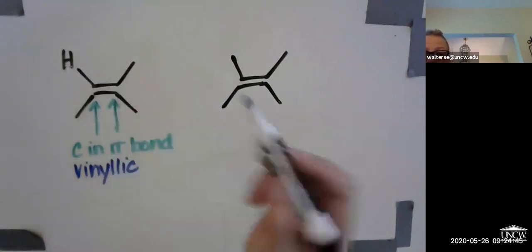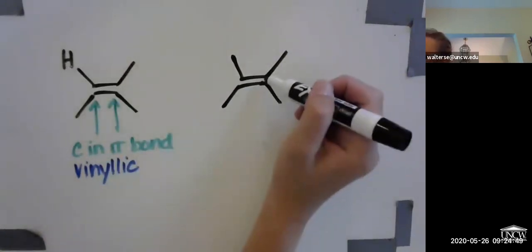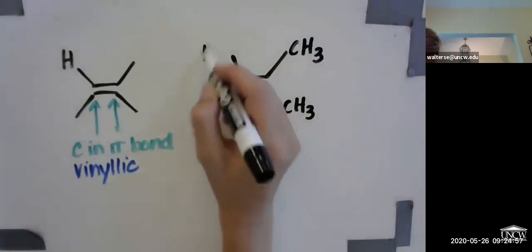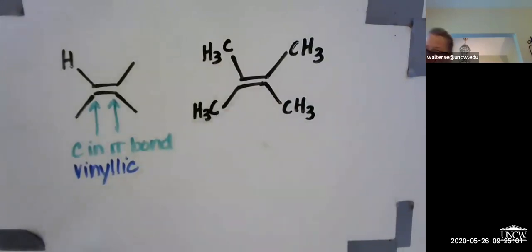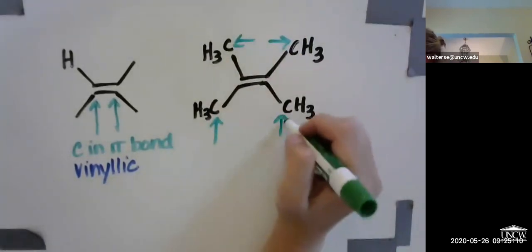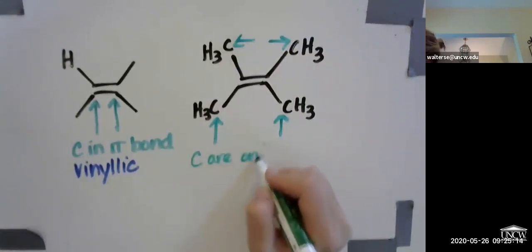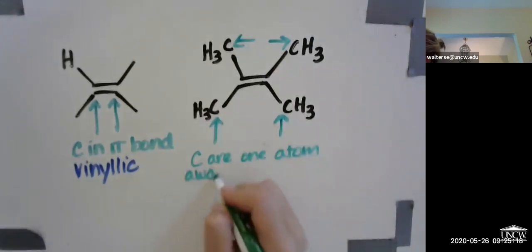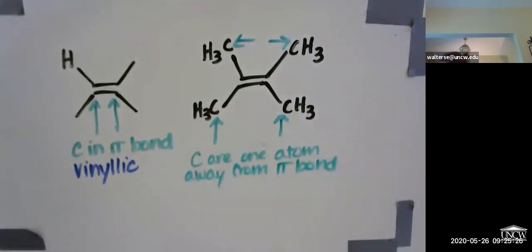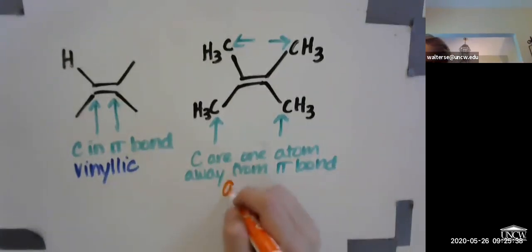Over here, you can see I have a carbon bonded to a hydrogen, and I'm drawing this one so it's explicit. Over here, you have carbons bonded to carbons, so on the outside of this molecule you have a lot of CH3 groups. All of these carbon atoms are one atom away from a pi bond. When they're one atom away, they're called allylic.